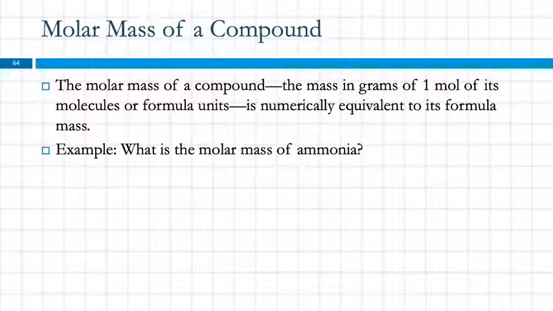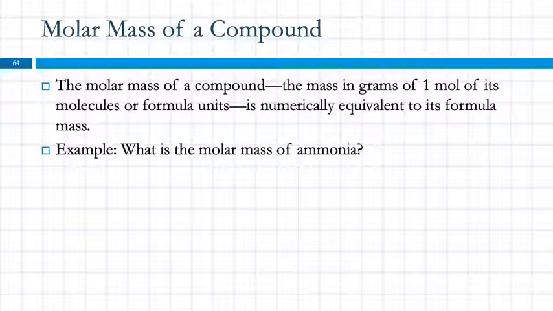Okay, so molar mass of a compound. That is the mass of 1 mole of the compound. And just like with atoms, where the molar mass was the same number as the atomic mass and we just changed the units, that's also the case for compounds. It's numerically equal to the formula mass, but the unit is gram instead of atomic mass unit, because it's a mole of them.